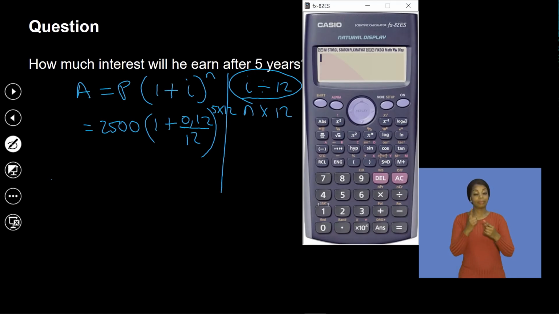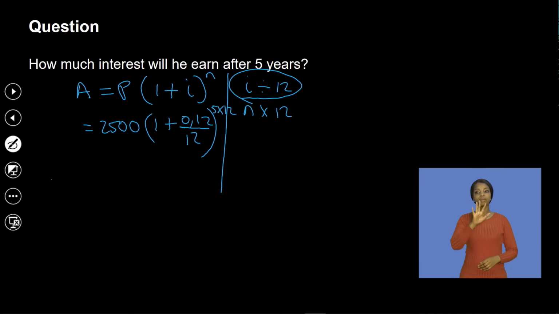All right, so let's just go straight to our calculator for this. Our principal amount will be 2,500, and then 1 plus 0.12 divided by 12, and this will be to the exponent of 5 multiplied by 12, which is actually 60, and then I want to find out what my total would be. So my total will be 4,541.